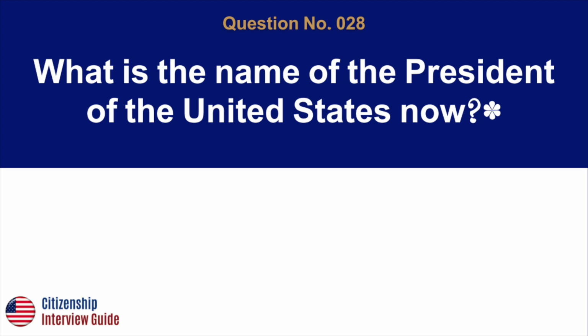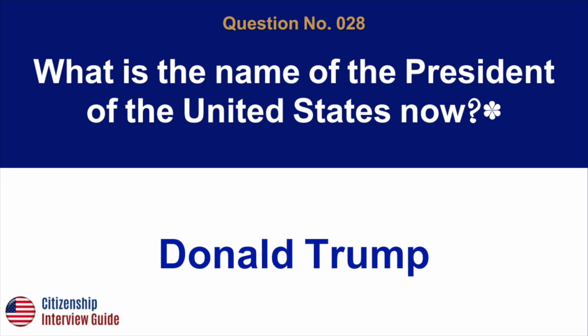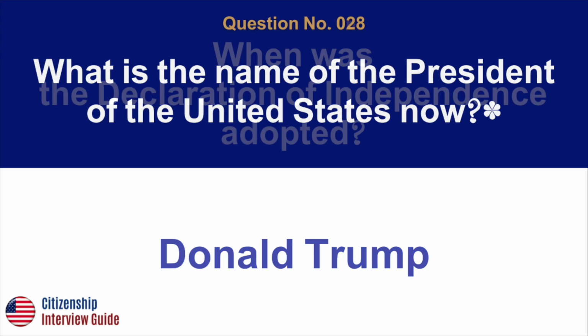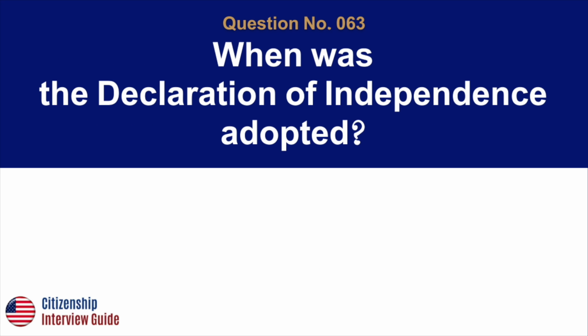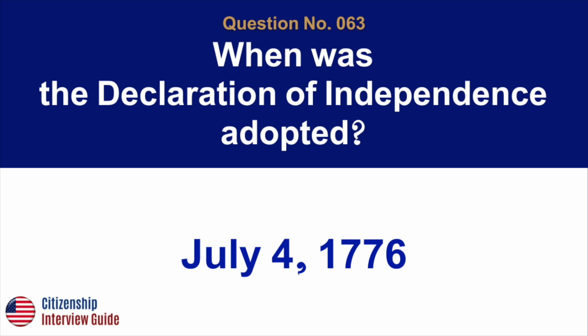What is the name of the President of the United States now? Donald Trump. When was the Declaration of Independence adopted? July 4, 1776.